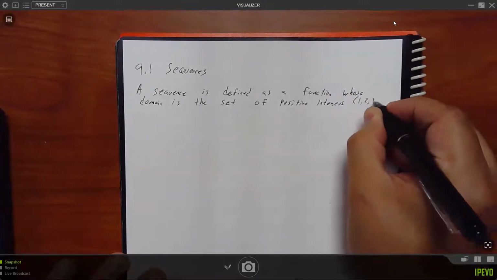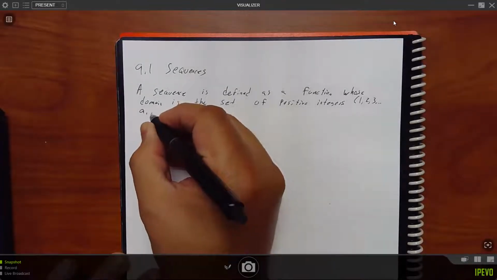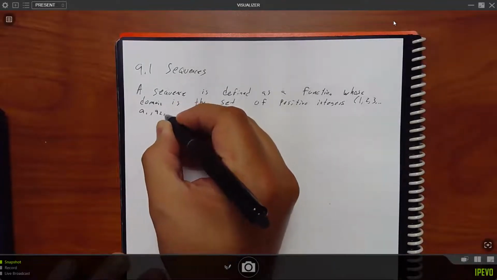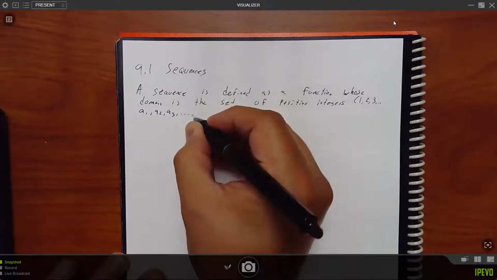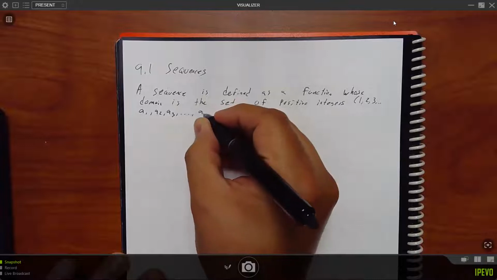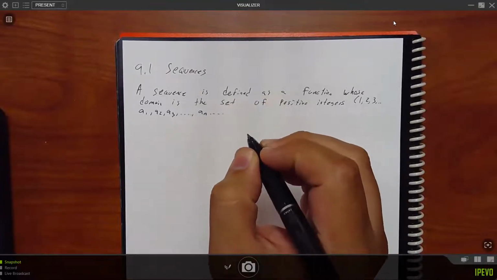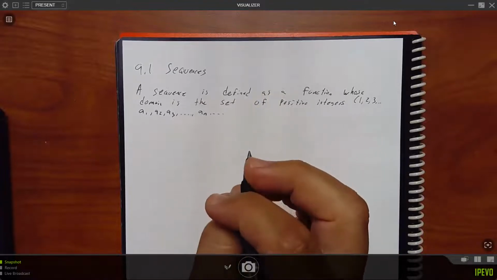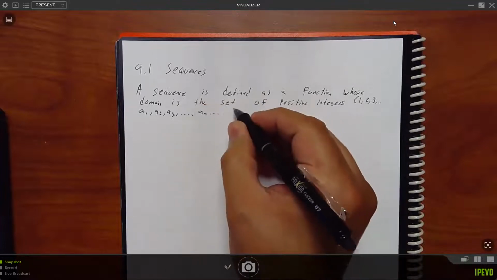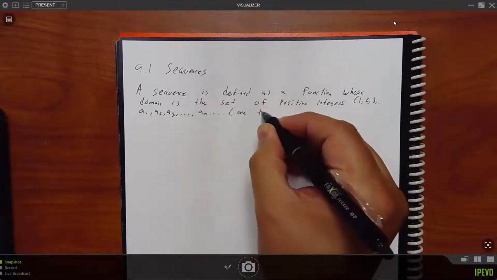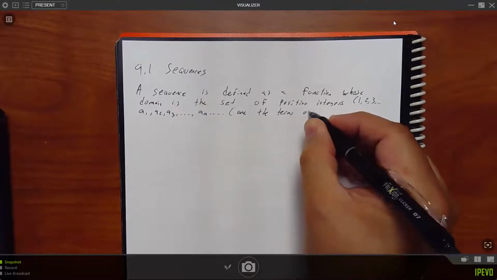One, two, a1, a2, a3, all the way until a7. So these right here are the terms of the sequence.